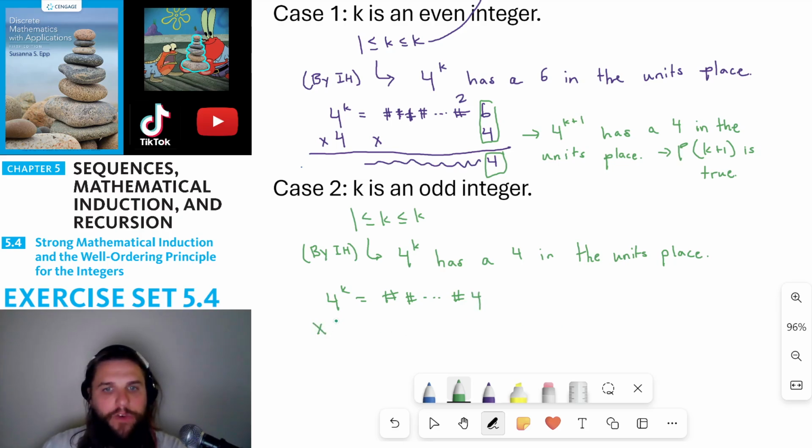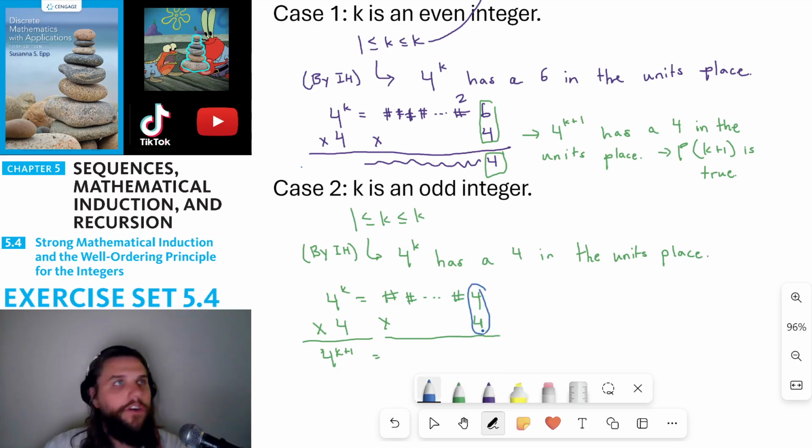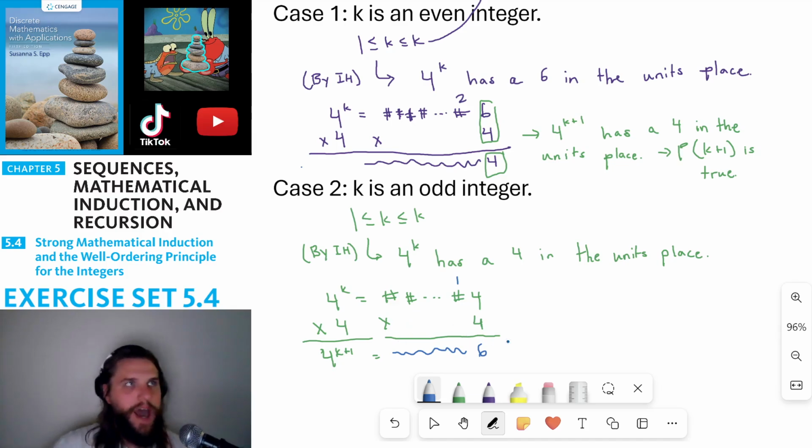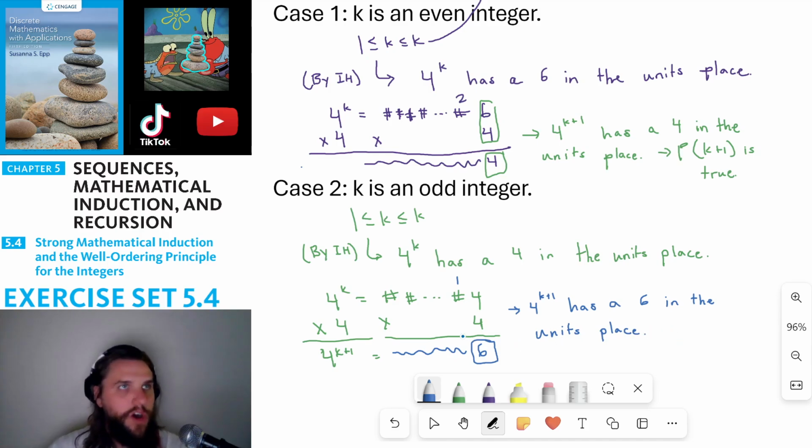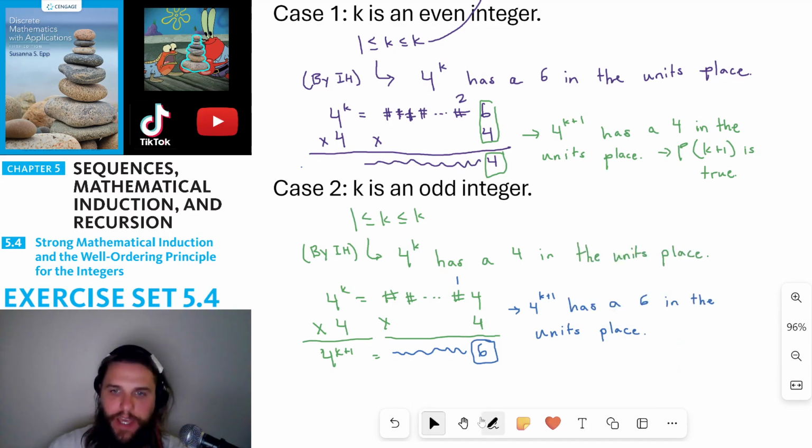And we need to multiply 4 to the k by 4 to get 4 to the k plus 1. And that would require us to multiply this number by 4. Now, the way we normally multiply numbers is we start with the units digit here. 4 times 4 is 16. So we'll write a 6 here and we'll carry the 1. And now we're going to get the other digits, but the other digits don't really matter because once we have this units digit locked in, we know what the units digit is going to be. 4 to the k plus 1 has a 6 in the units place. And this means that P of k plus 1 is true.